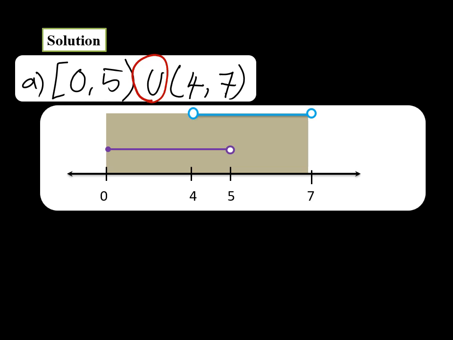So how do we write down the answer? We start from 0. Is 0 included? Yes, so we put the square bracket. And how about 7? 7 is the other endpoint. Is it included? No, it's an empty dot, so it should be a round bracket. So this is the answer.